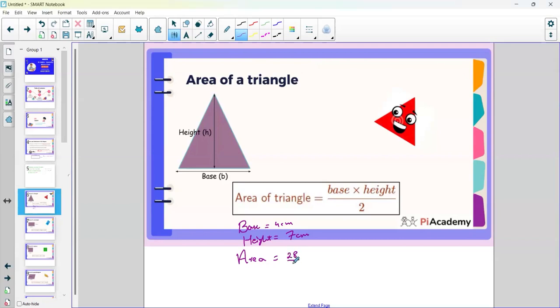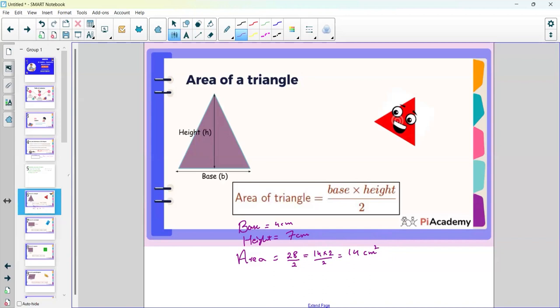28, because base multiplied by height divided by 2 is the formula of the area of the triangle. The height is 7 centimeters, and 4 is the base. So 4 times 7 is 28. So 28 by 2, and you could also simplify it like 14 times 2 is 28, so 14 will be the numerator, and one will be the denominator, so 14 will be the answer. Very good. That's very well explained, including the simplification steps. So the area would eventually be 14 centimeters squared.